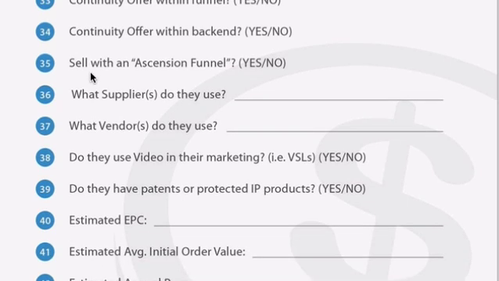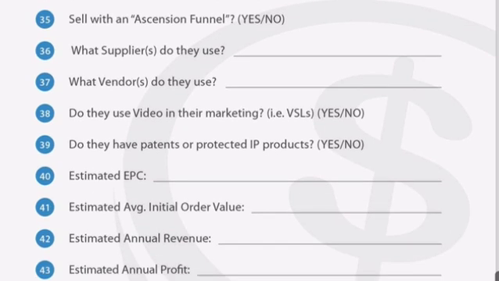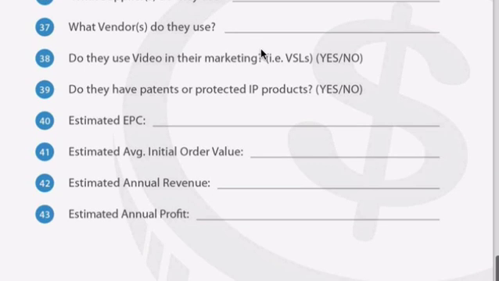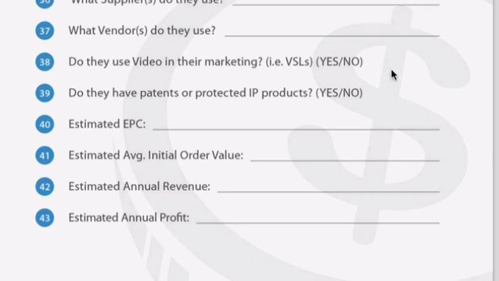So number 35, we want to know, do they sell with an ascension funnel? Yes or no? In other words, does it seem like they sell a low-cost front end and then move us up to more and more expensive types of products? So that's something we need to consider. What suppliers do they use? If we can figure out if they are selling physical products, can we look on that Alibaba site or do the image search and try to figure out who their suppliers are?